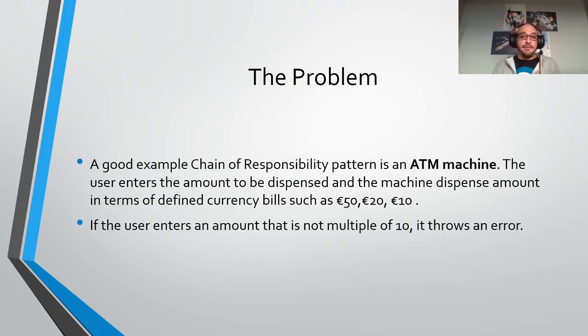A good example of this would be an ATM machine. Suppose the user requests to get 100 euros from the ATM machine. In that case, the ATM machine can decide what to do: whether I give you two notes of 50 euros, or five notes of 20 euros, or ten notes of 10 euros. There are different ways of fulfilling this request, and that's what this pattern is going to try to achieve.